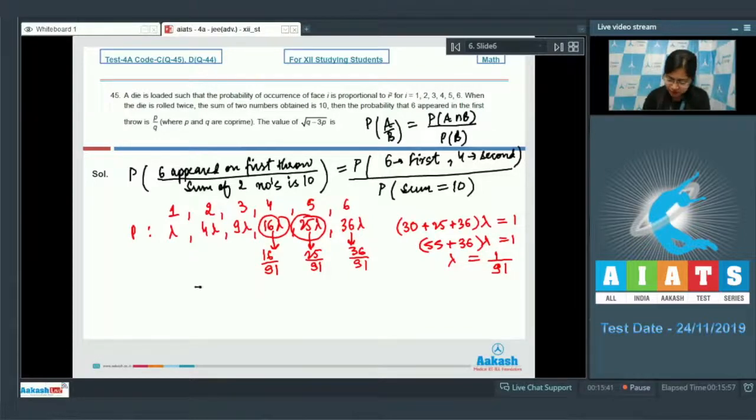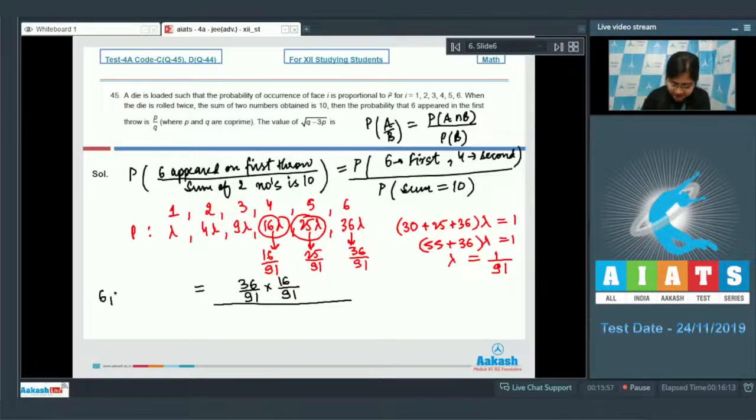So let us now solve the question. The probability of occurrence of 6 on the first throw is 36 by 91. The probability of occurrence of 4 on the second throw is 16 by 91. In the denominator, we have to get the sum as 10.